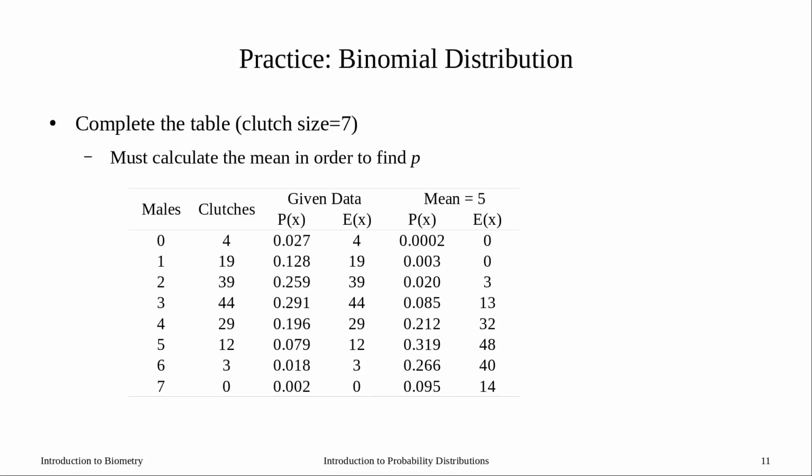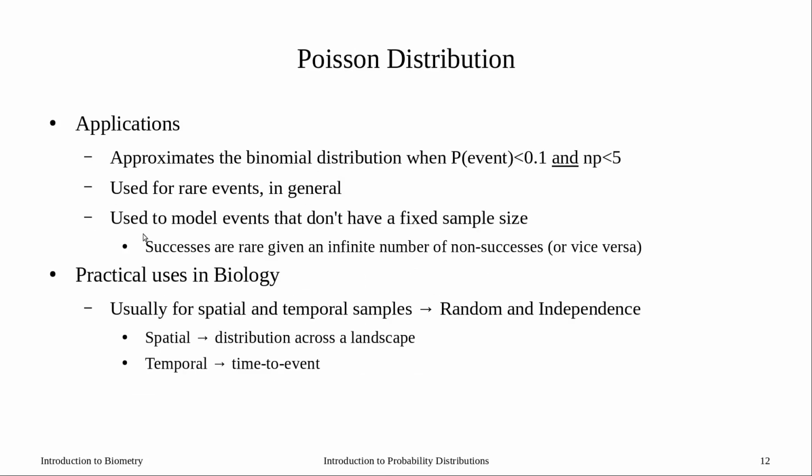Alright, so that's our binomial distribution. Let's move on to the Poisson distribution. Poisson distribution will approximate the binomial distribution when our probability of success is less than 0.1 and our n times p value is less than 5.